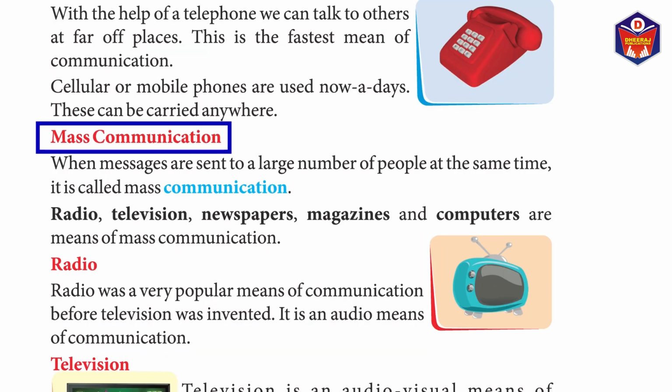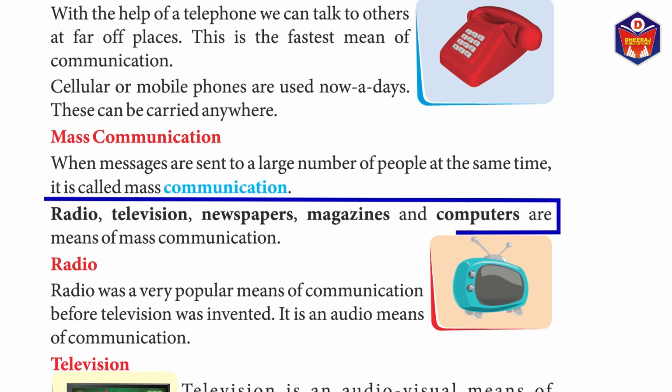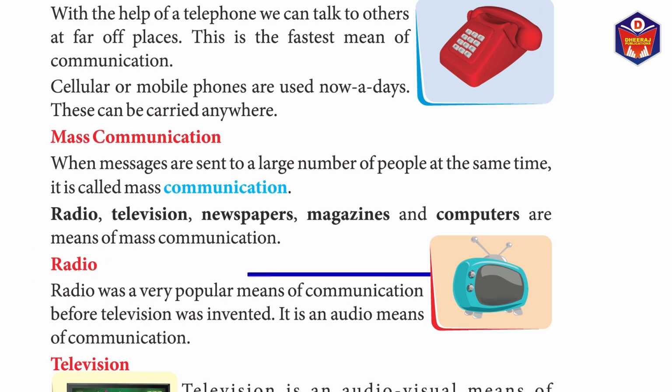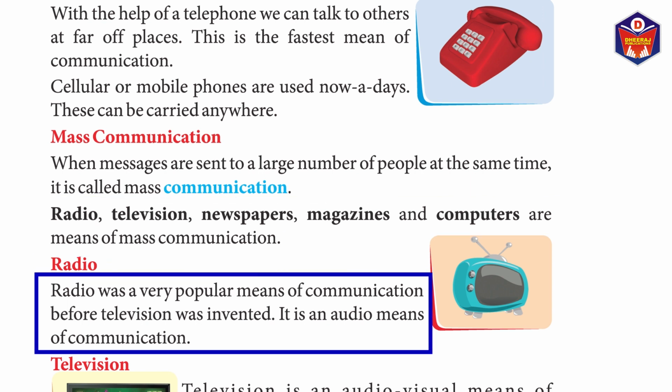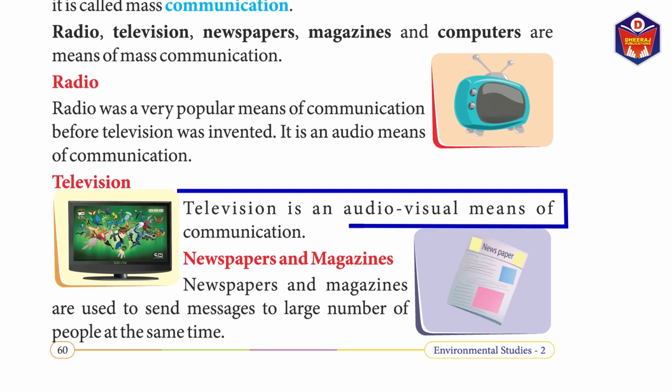Mass communication. When messages are sent to a large number of people at the same time, it is called mass communication. Radio, television, newspapers, magazines, and computers are means of mass communication. Radio. Radio was a very popular means of communication before television was invented. It is an audio means of communication. Television. Television is an audio-visual means of communication.